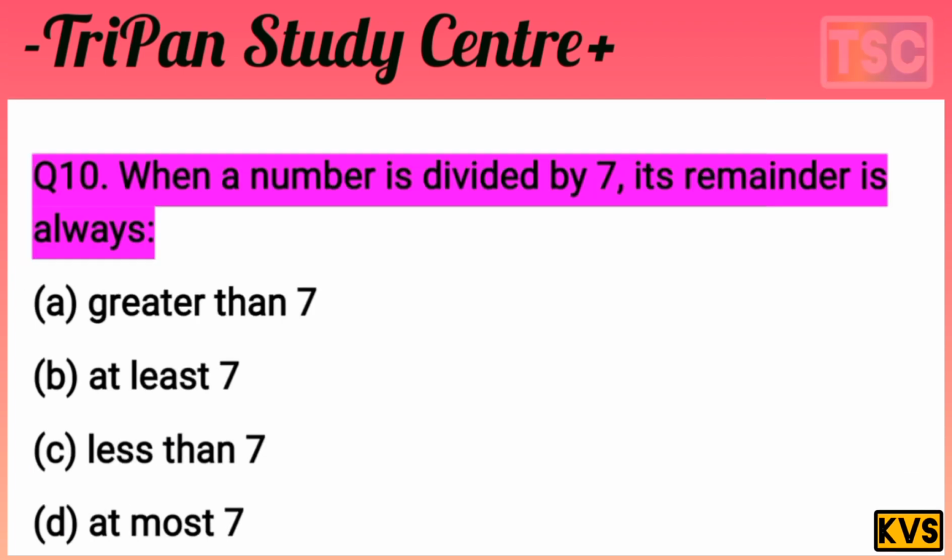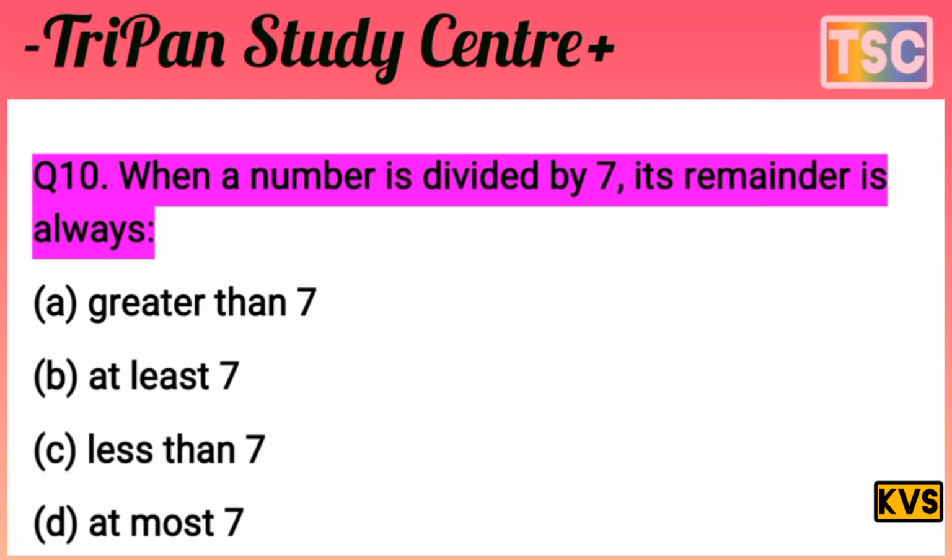The next question arrives here. That's important. When a number is divided by 7, its remainder is always. There is a clear-cut answer here: A greater than 7, B at least 7, C less than 7, D at most 7. The question is clear here. That's important.